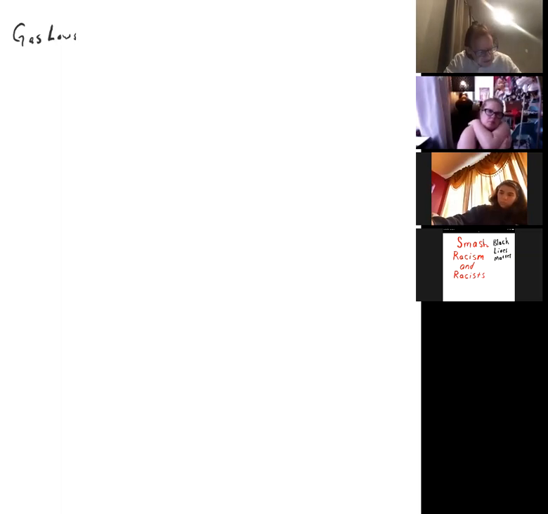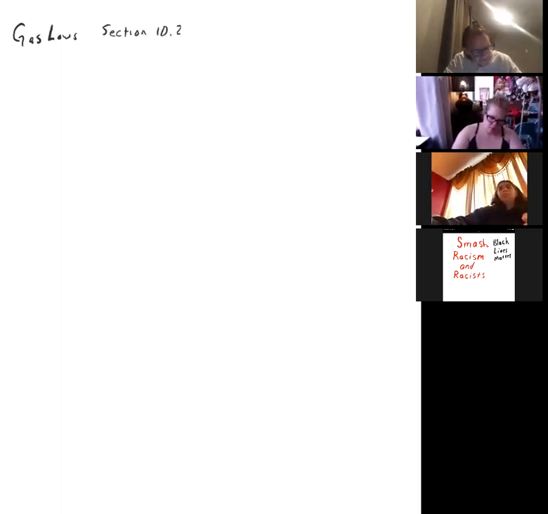In your textbook, this is section 10.2. There are several gas laws that you're going to have to go through problems for. I'm going to go over the first one right now, which is what's called Boyle's Law. There are different ways of writing Boyle's Law, but I'm going to write it this way.